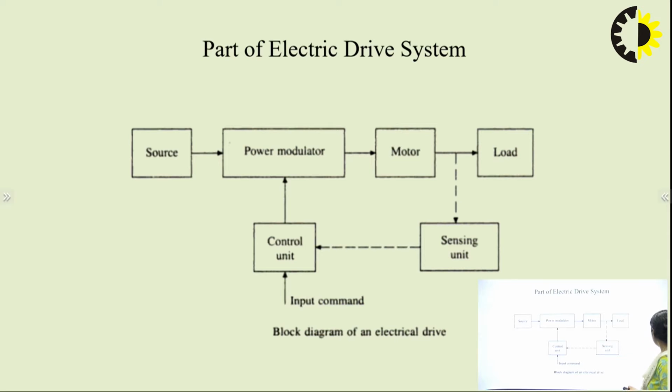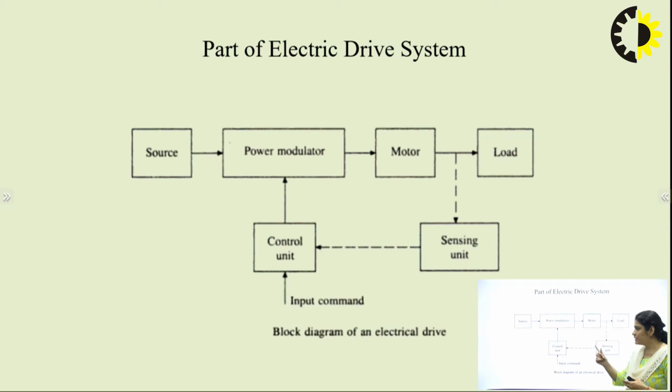Power modulator, this controls the flow of power from the source to the motor so that the load requirement can be fulfilled, right? And the power modulator is actually the converter. It can be an AC to AC converter, an AC to DC converter, or a DC to DC converter, depending upon the availability of the source and the motor requirement.